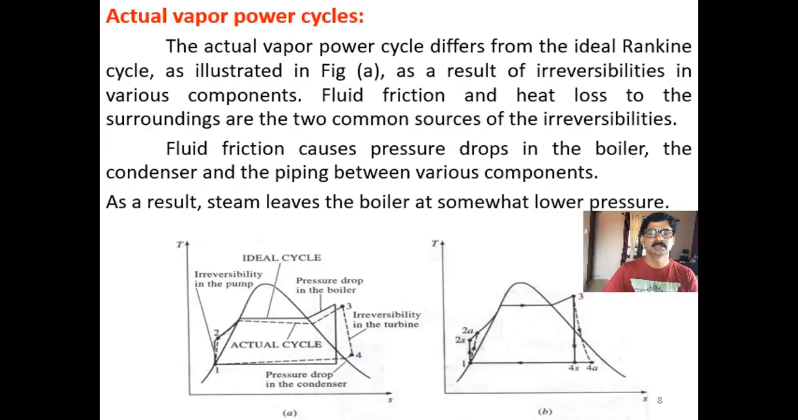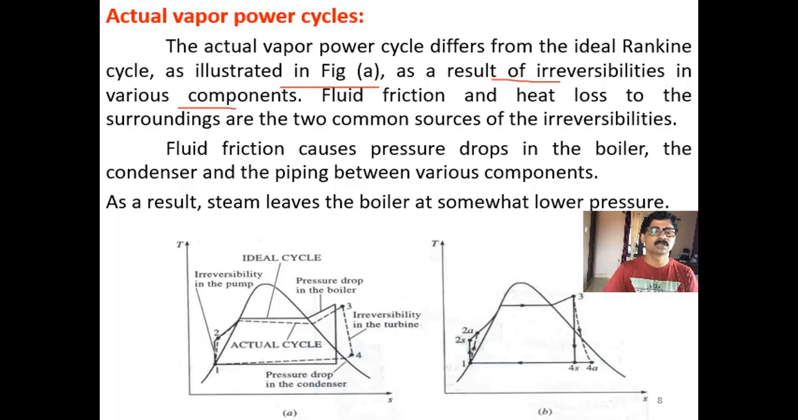Now let us discuss the actual vapor power cycle. Whatever we studied so far is the ideal vapor power cycle. There is always some deviation with respect to the actual vapor power cycle. The actual vapor power cycle differs from the ideal Rankine cycle, and it is illustrated in figure A. Figure A clearly shows the deviation of the actual cycle from the ideal cycle as a result of irreversibilities in various components.